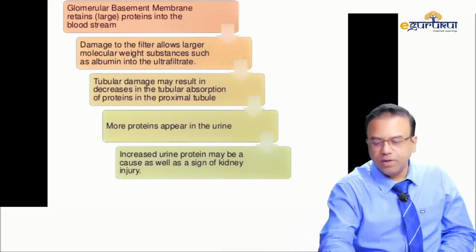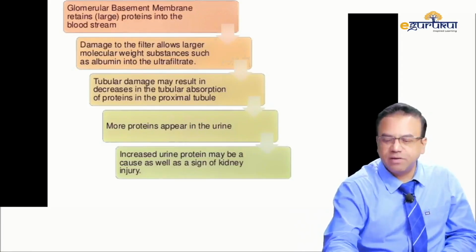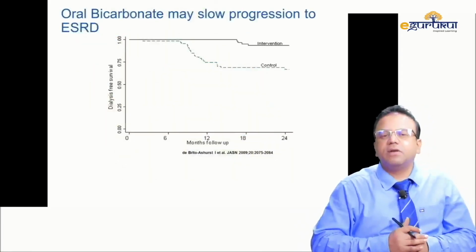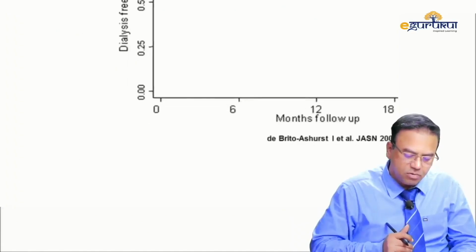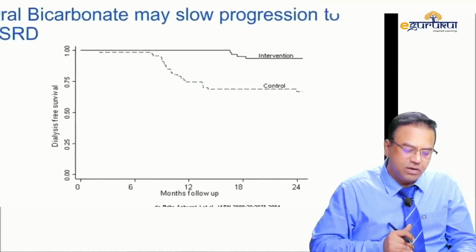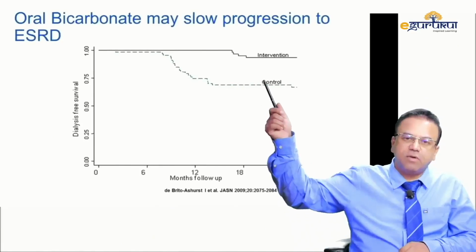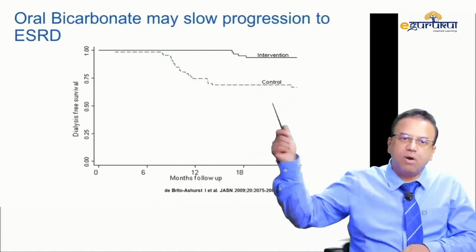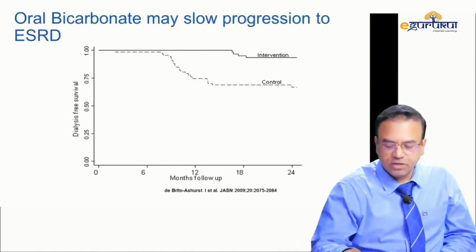And how do we reduce proteinuria? One of the most important ways is simply giving ACE inhibitors. Okay, so reduction of proteinuria by ACE inhibitors or ARB. Oral bicarb, this is the study, a 2009 study showing oral bicarb as beneficial in reducing the progression to end stage renal disease. You can see the big difference between the intervention and the control in the amount of dialysis free survival. So bicarb is also now approved in the management of patients with CKD.